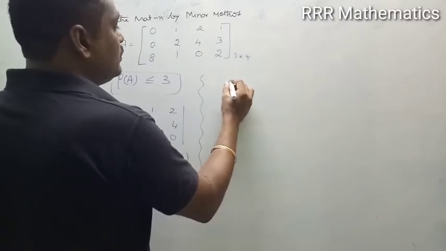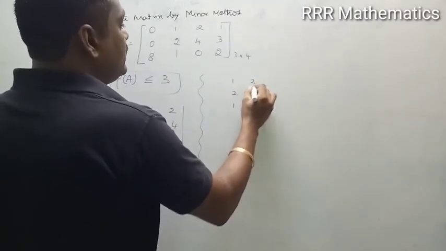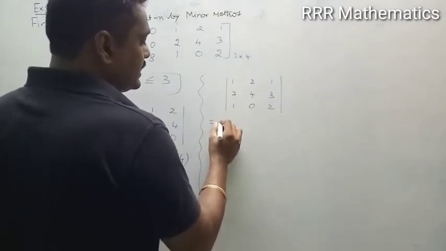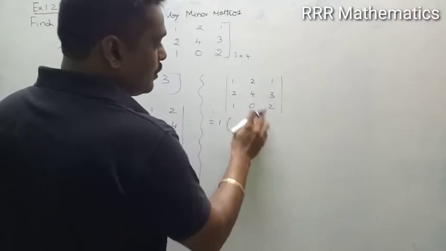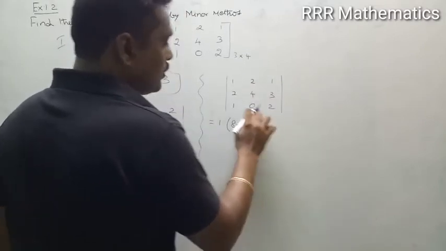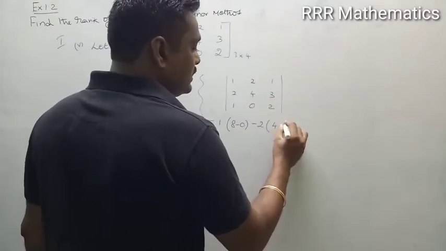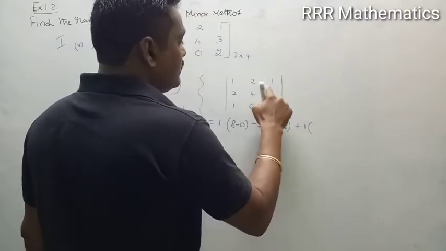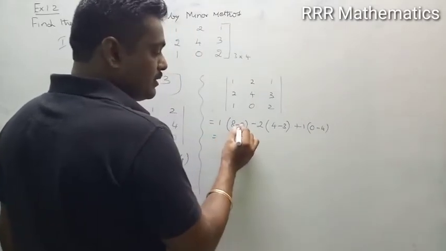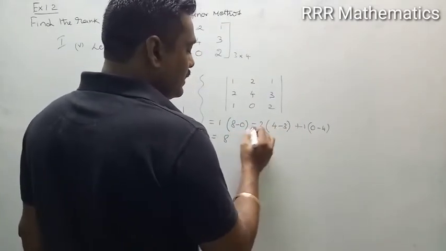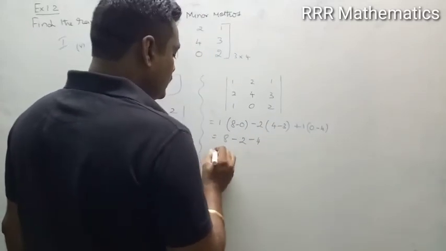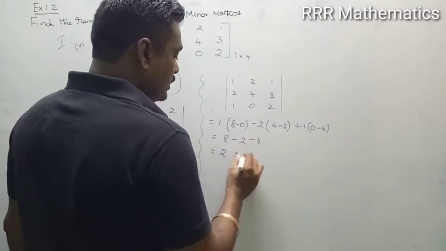I will select column 2, column 3, column 4. Find the determinant value. Expand along R1: 1 times, leave the respective row and column, 8, this is 0. Minus 2, leave the respective row and column: 2 2s are 4, 3 1s are 3, change the sign. Plus 1, leave the respective row and column: 0 minus 4. So it will be 8 minus 0, 8, 8 1s are 8. 4 minus 3, 1, 1 into minus 2, minus 2. 0 minus 4, minus 4 into 1, minus 4. 8 minus 6, 2, which is not equal to 0.